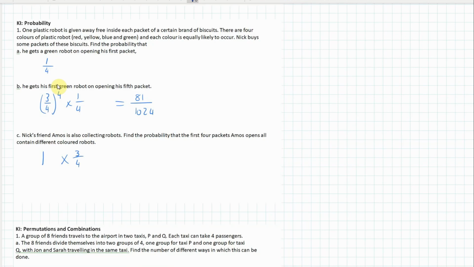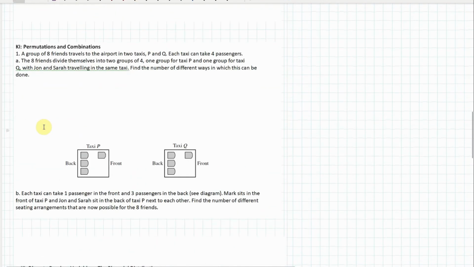Now, once we open the 3rd packet, there are only 2 options that will give him a new colour that he doesn't already have. And then finally, with the 4th one, there's only 1 option that could be different from the others that he already has. So this ends up being 3/32. I don't know how you say that. All right, 3/32. Now the next one is a permutations and combinations question.